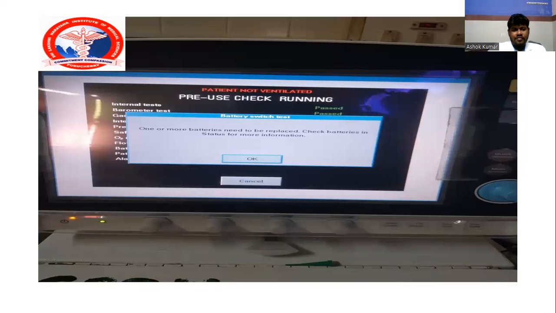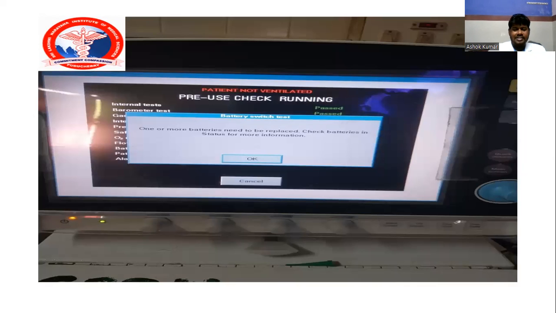And next, following barometer, gas supply, pressure transducer, and safety valve tests, the following tests will proceed: check oxygen sensor, flow transducer, and finally the battery switch test will be run. One or more batteries to be replaced. Check batteries in status for more information.